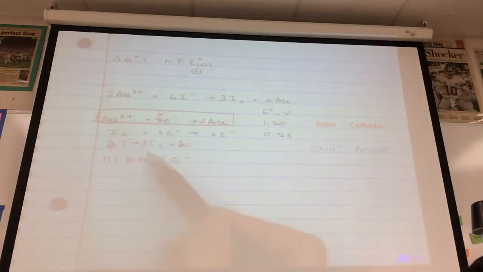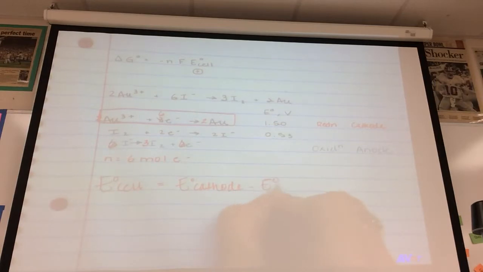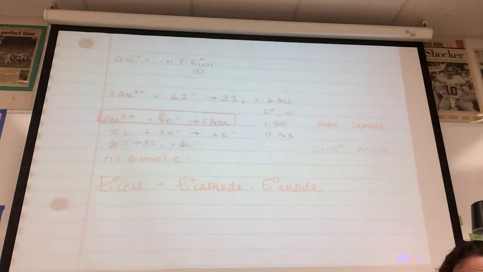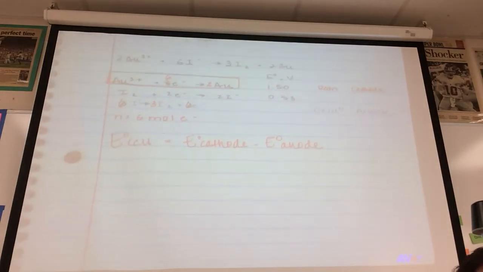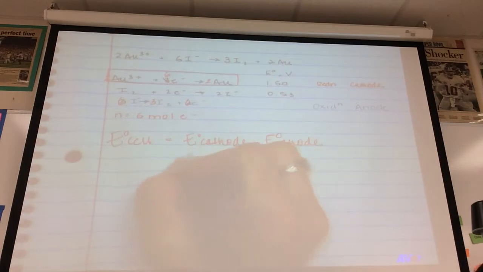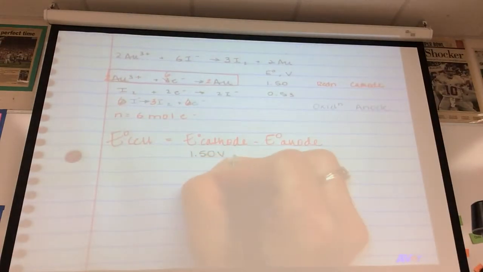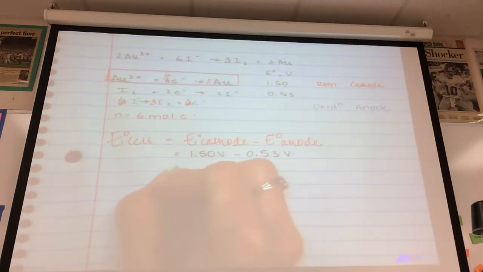Now, even though I multiplied both of these equations off, these are intensive properties. I'm not going to multiply these. And even though I flipped the order of this, in order to calculate E cell, if you want to do cathode minus anode, do not change the sign. So my E cell is just 1.50 volts minus 0.53 volts, and that is 0.97 volts.